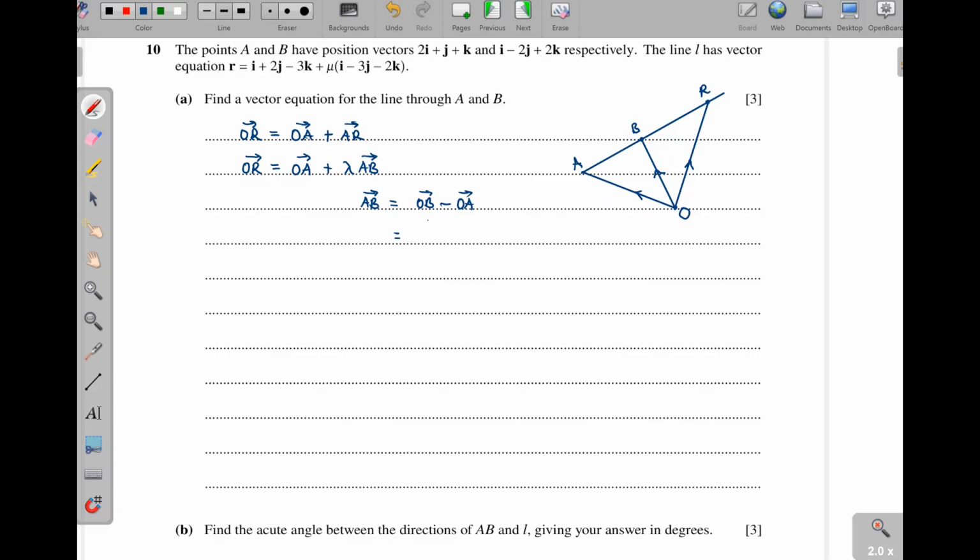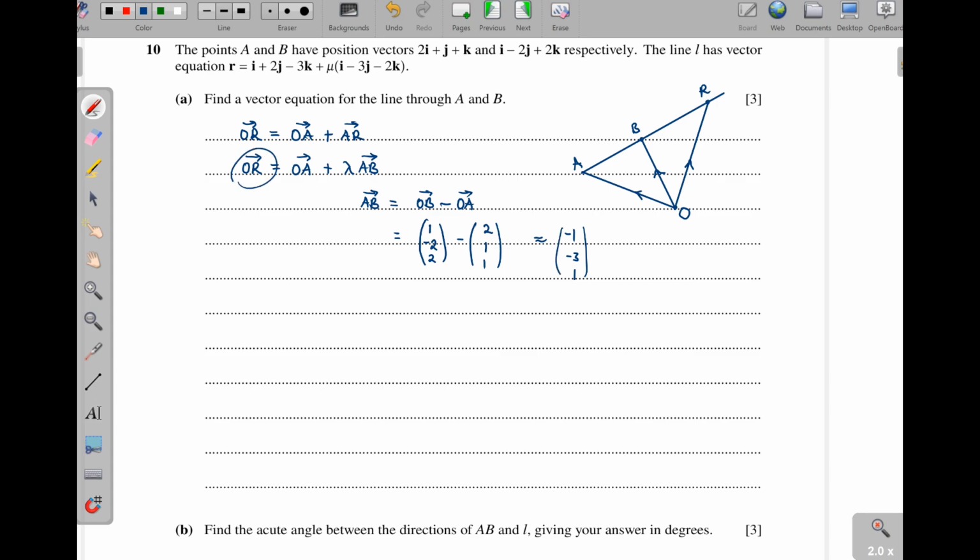So what is our OB? They gave us the position vectors here. This is 1, negative 2, 2. You can choose to use these or the i's and j's, but me, I prefer this. So this is 2, 1, 1. You see that? Then what do we get here? 1 minus 2, of course, that's a negative 1. Then this will be a negative 3. And then this will be a positive 1.